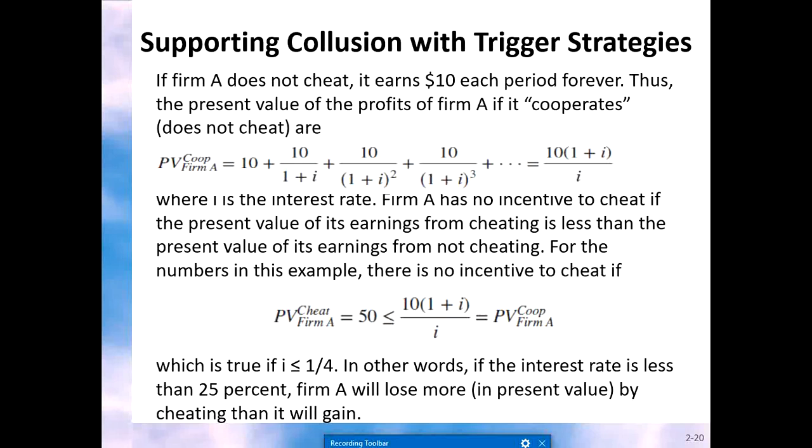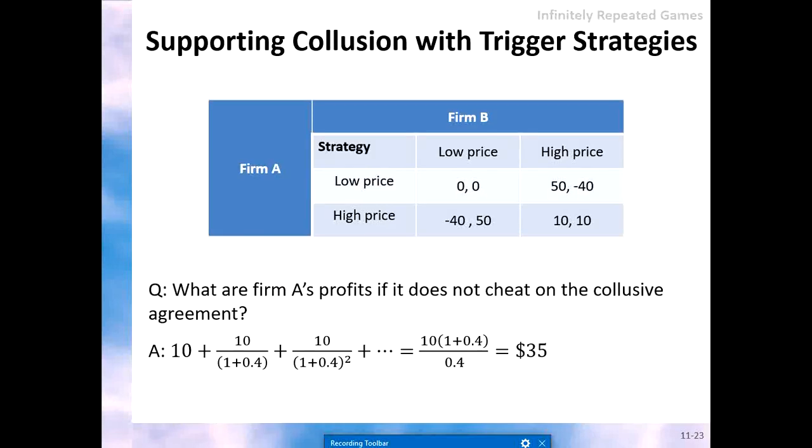If you recall, we said that if the interest rate is less than, in that case, 25%, when we assume the payoff is 50 for cheating, firm A will lose more in present value by cheating. But here now, since the interest rate is more than 25%, which is 40%, firm A will lose more by colluding. So it is better for firm A to cheat. When cheating, it gets 50. When colluding, it gets only 35.